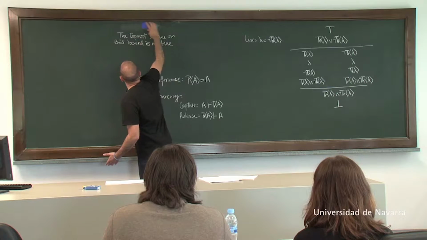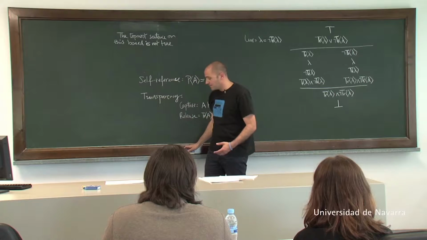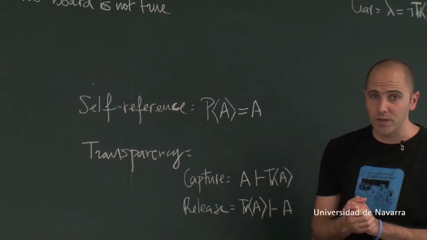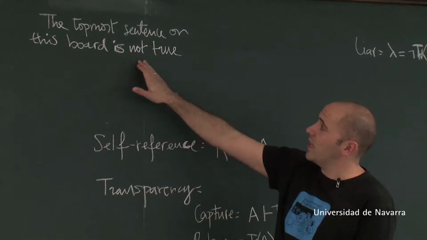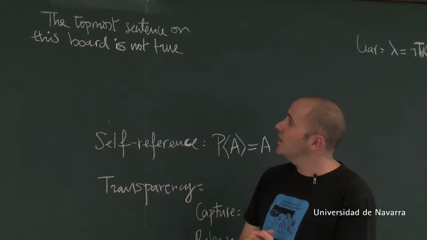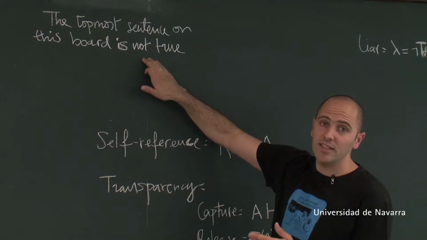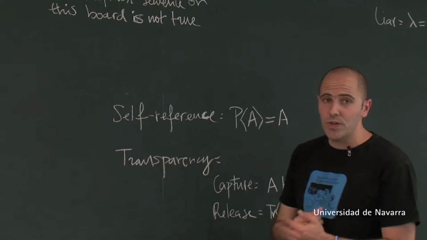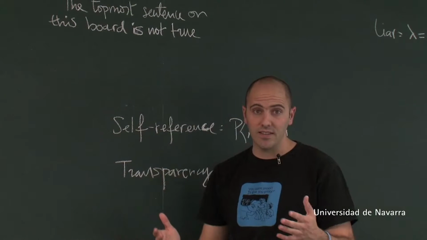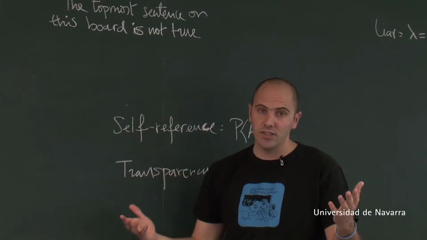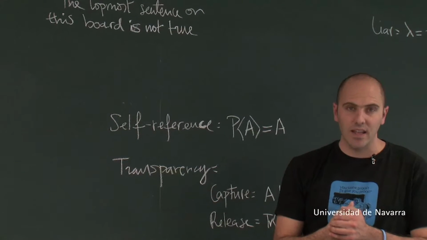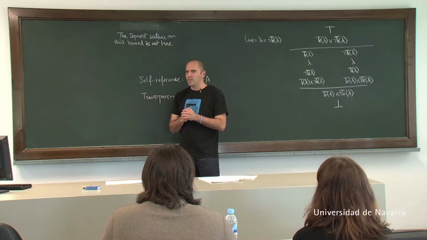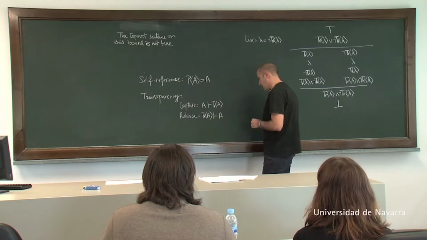Now what happens if I make this, right? Well, it turns out that the topmost sentence on this board is not true, right? Refers now to itself, right? So if this sentence is true, then what it says should hold, and so the sentence is not true. But if the sentence is not true, then what it says holds, so the sentence is true, right? So we get a contradiction. So the sentence is true just in case it is not true. Okay, so this is the famous liar paradox, right? The sentence that says that it's lying.